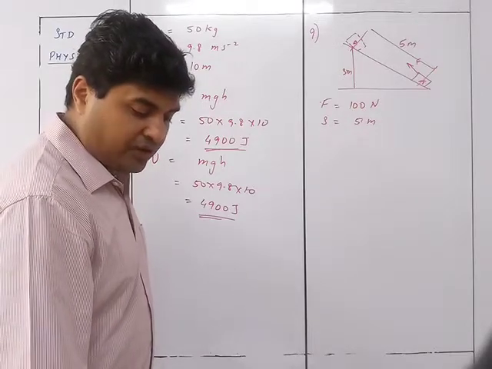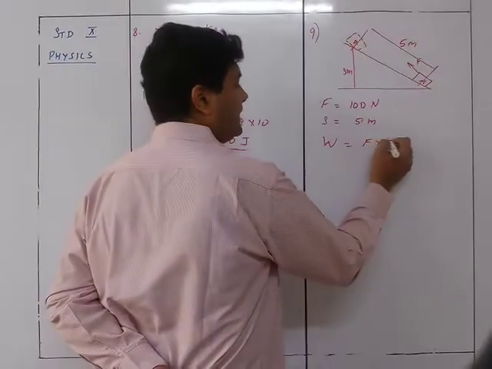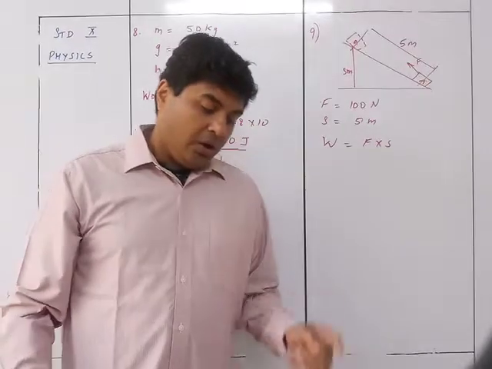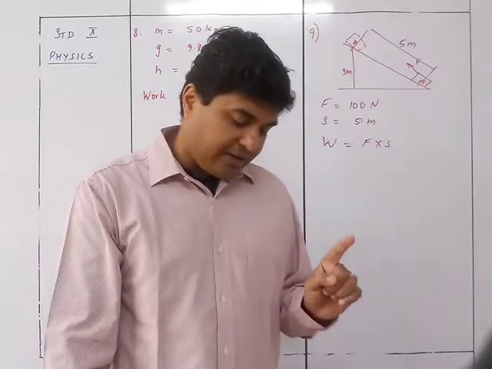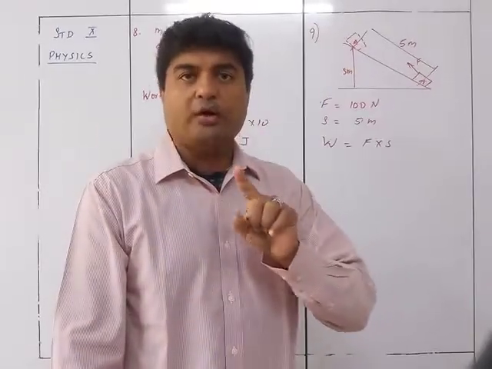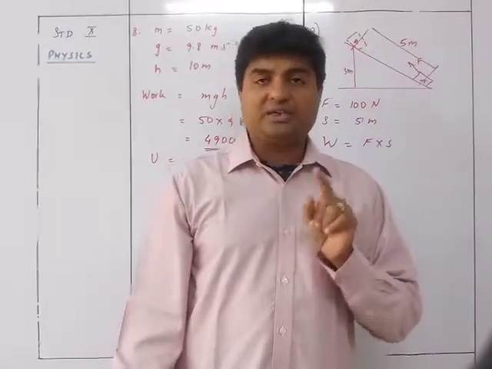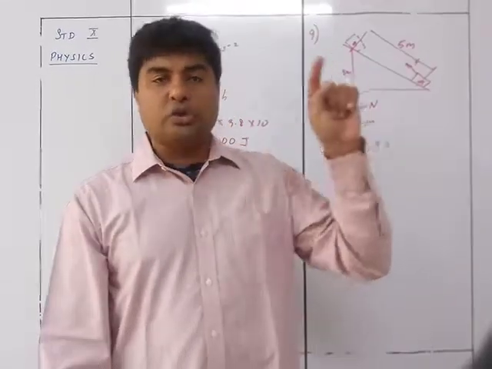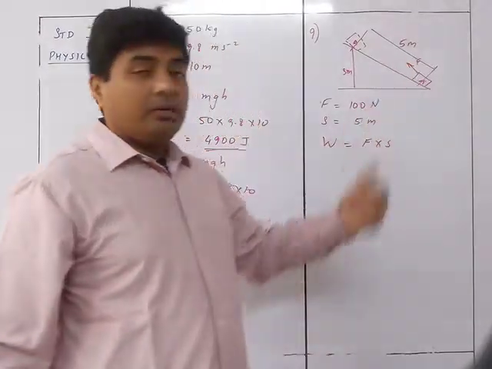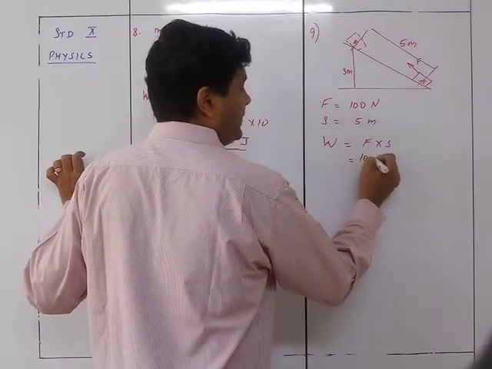And so first of all they asked the work done, so W is equal to F into S, because it is in line with the force. What is the first question? What is the work done by the force in moving the block 5 meters along the slope? So we are not taking into consideration the angle. We are just taking into consideration that along the slope, if I am taking it 5 meters, then what is the work done? So the work done is equal to F into S, which will be equal to 100 into 5.